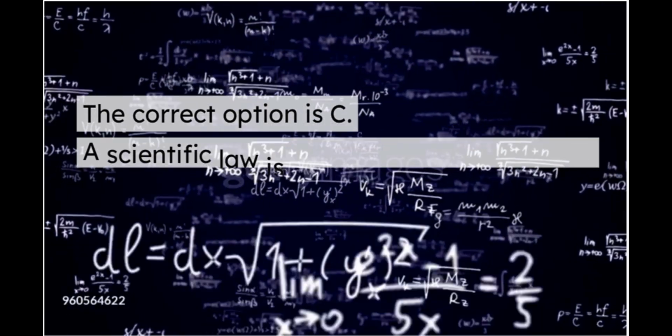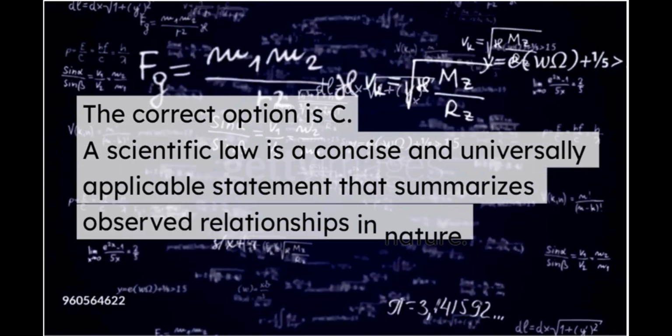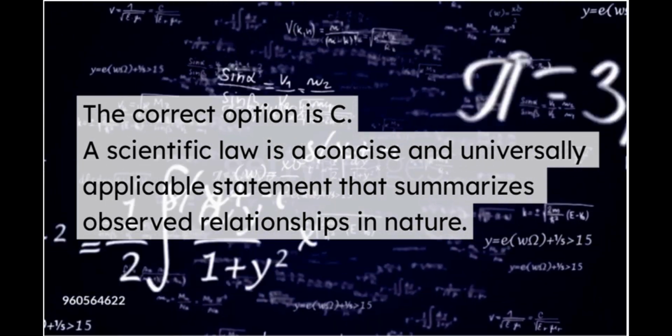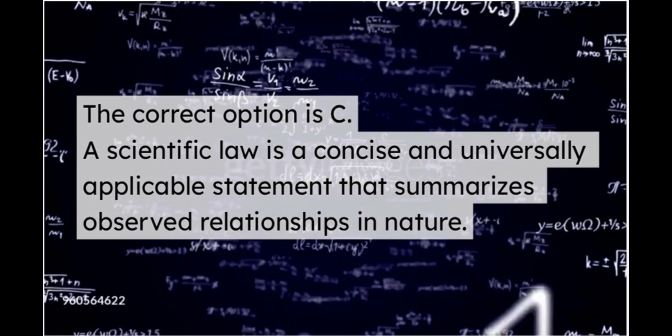The correct option is C. A scientific law is a concise and universally applicable statement that summarizes observed relationships in nature.